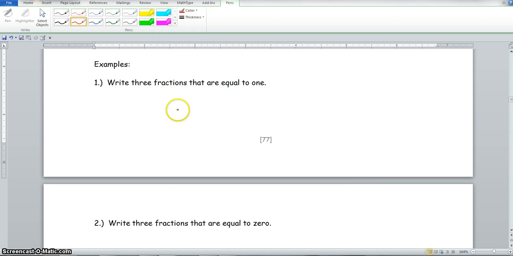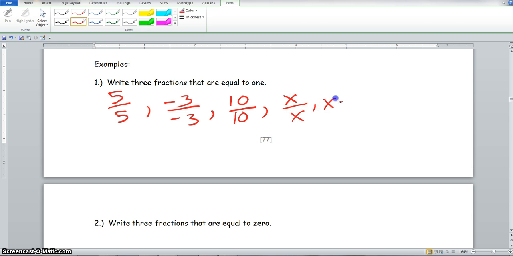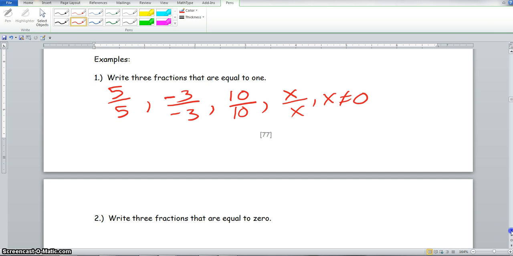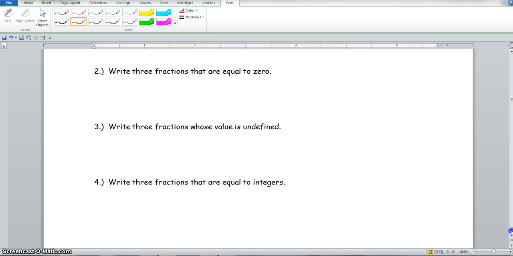Now, examples. We have write three fractions that are equal to 1. So we have 5 over 5. We have negative 3 over negative 3. And we also have 10 over 10. I'm going to throw in the extra one. We could have x over x with x not equaling 0. And that equals 1.